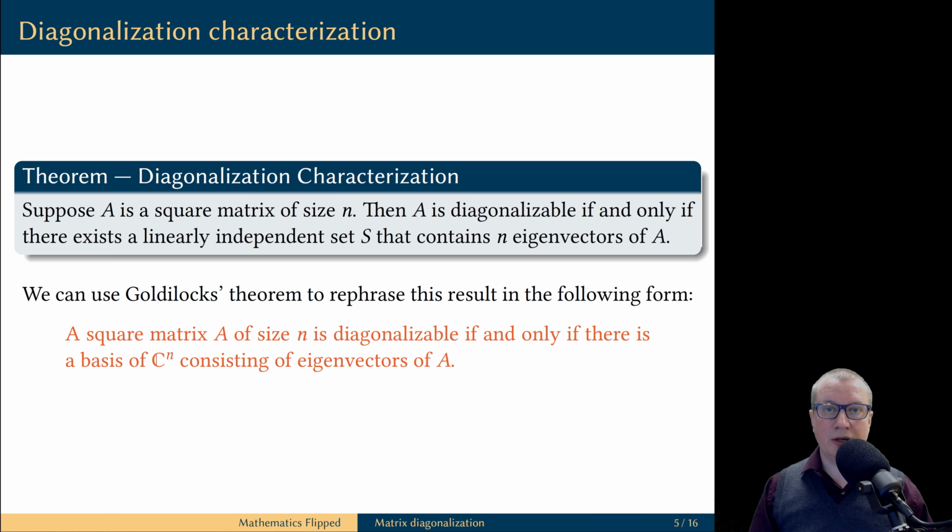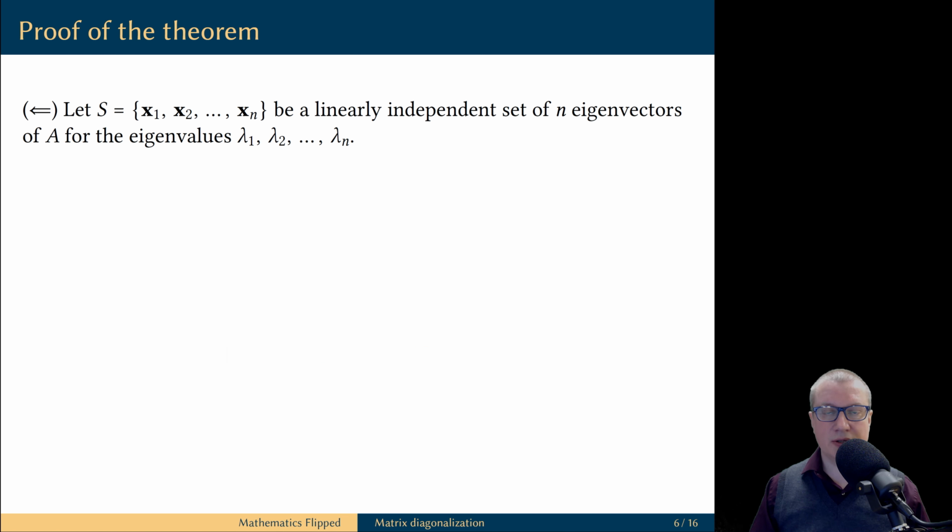Therefore, the criterion for a matrix to be diagonalizable can also be rephrased in terms of the basis. A square matrix is diagonalizable if and only if there exists a basis of the vector space of column vectors which consists of eigenvectors of this matrix. This theorem is an if and only if statement, so we are going to establish two implications. First, we are going to assume that there exists a set of n linearly independent eigenvectors of the matrix A, and we will prove that then the matrix is diagonalizable.